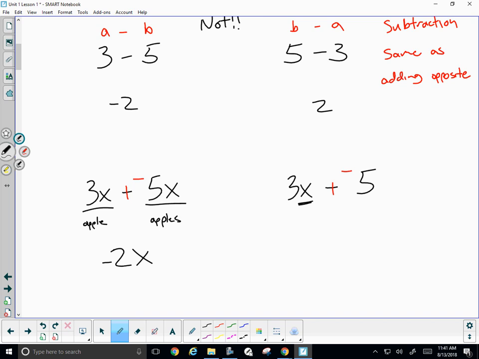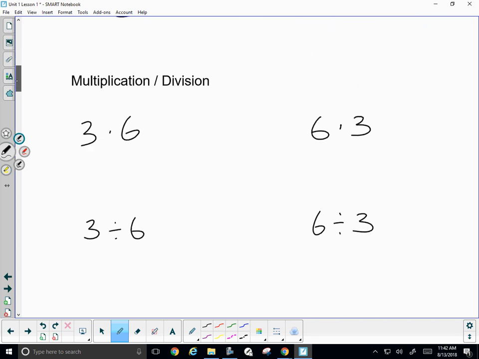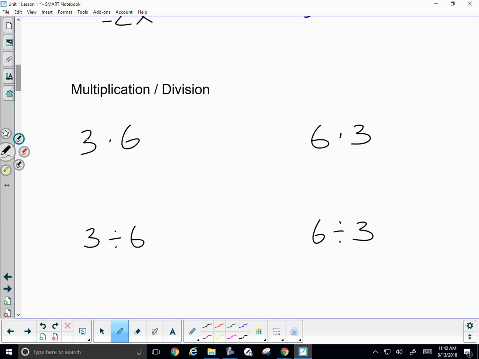But here, if I have 3 apples and then I have 5, well, I don't have 5 apples. I just have the number 5. Or if I had like 5y, these would be like oranges. If you do not have like terms, you cannot add them together. So I would just leave 3x minus 5 as 3x minus 5, or 3x plus a negative 5. Okay, so you can only combine your like terms. Okay, good start.